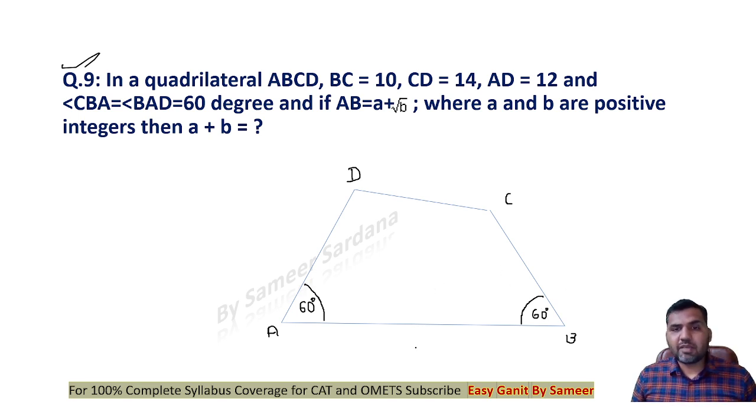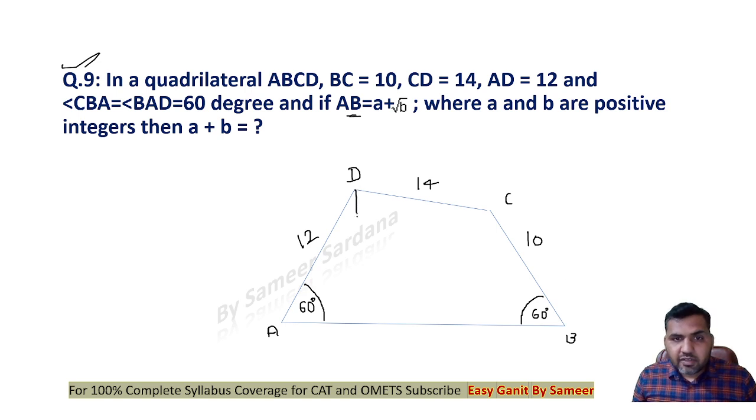Now AB is a plus root b. The length of BC is given to me as 10. The length of CD is given to me as 14. AD is given to me as 12. Where a and b are positive integers, we are supposed to find out a plus b. So a plus b is what we need to find out, guys.